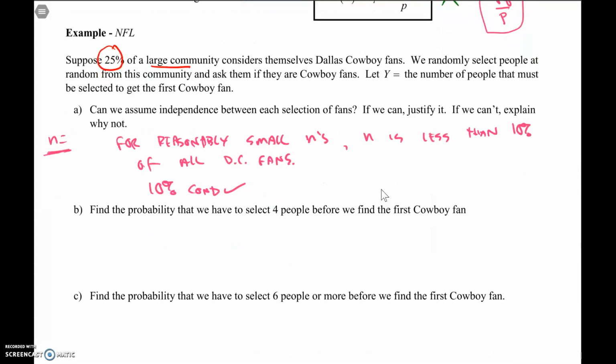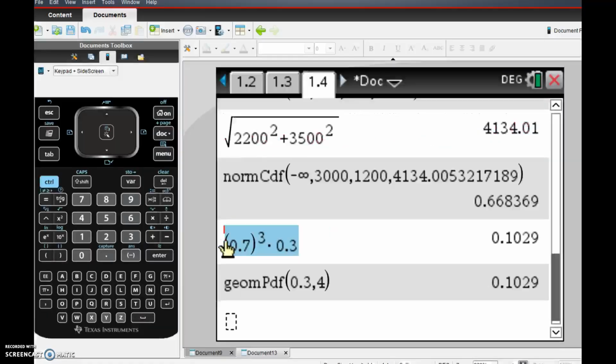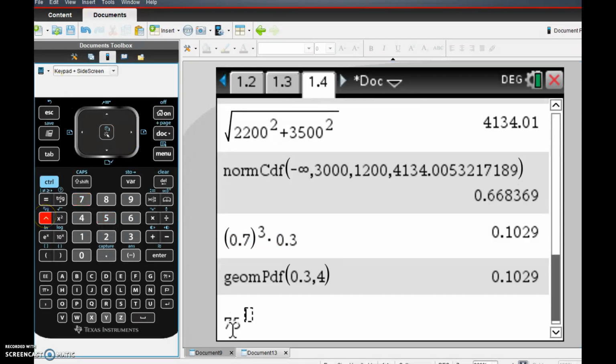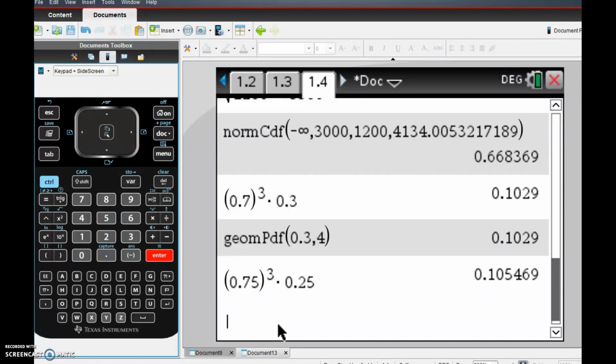Find the probability that we have to select 4 people before we find the first Cowboys fan. So this is the probability that you get your first success on the 4th fan. That means you've got to get not a Cowboys fan on the first, not a Cowboys fan on the second, third, and then you get your Cowboys fan on the 4th. Let's type that in our calculator. 0.75 to the third times 0.25, 10.5%.